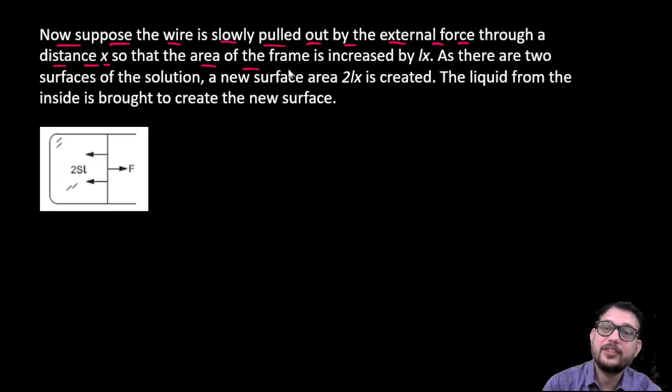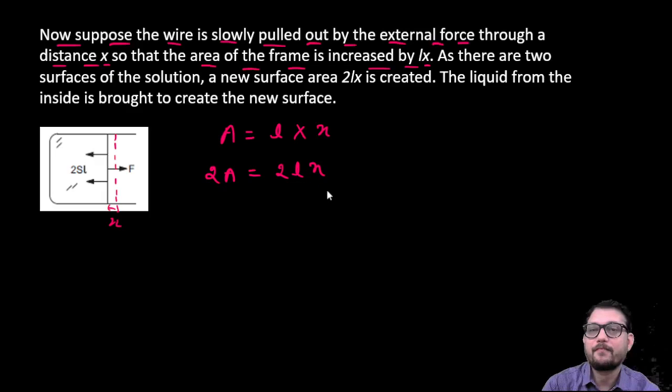So the area of the frame is increased by L into x. Because we know that area is length into width, and width is taken as x. x is the displacement. So you can see here, let's suppose when we increase the force, this is your increase in width x. Okay, so we have twice the area, 2A, and 2A will be 2Lx. Now what? The liquid from the inside is brought to create the new surface.